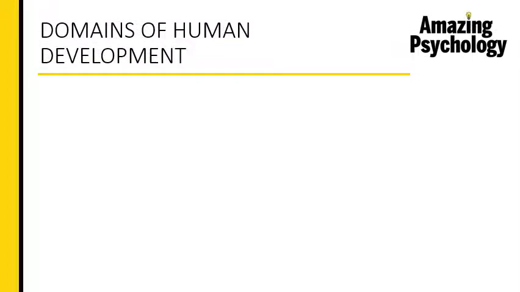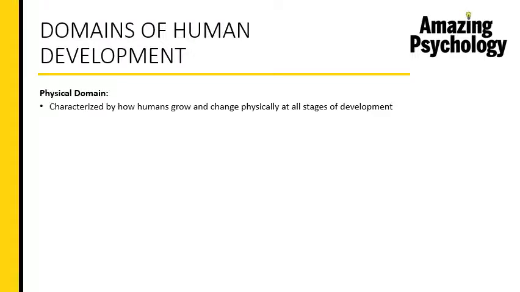Let's look at the different kinds of domains of human development. As we already mentioned in the previous definition, there's the physical domain, and what is included in the physical domain is how humans grow and they change physically at all stages of development. When you look at development, it happens across the lifespan of a human being, and the question is how the human grows and how the human changes physically. So when you talk about the physical domain, it's the physical changes that we are referring to, for example, puberty.